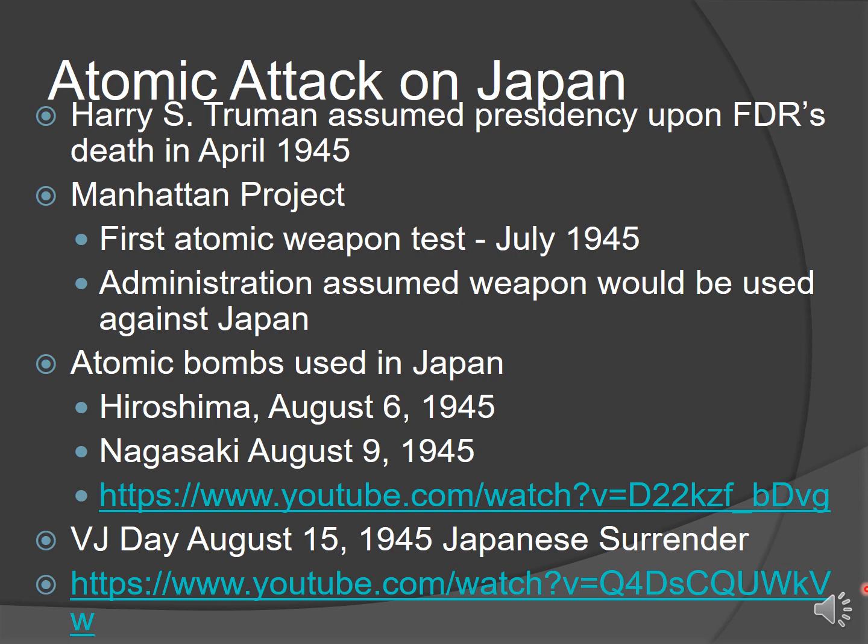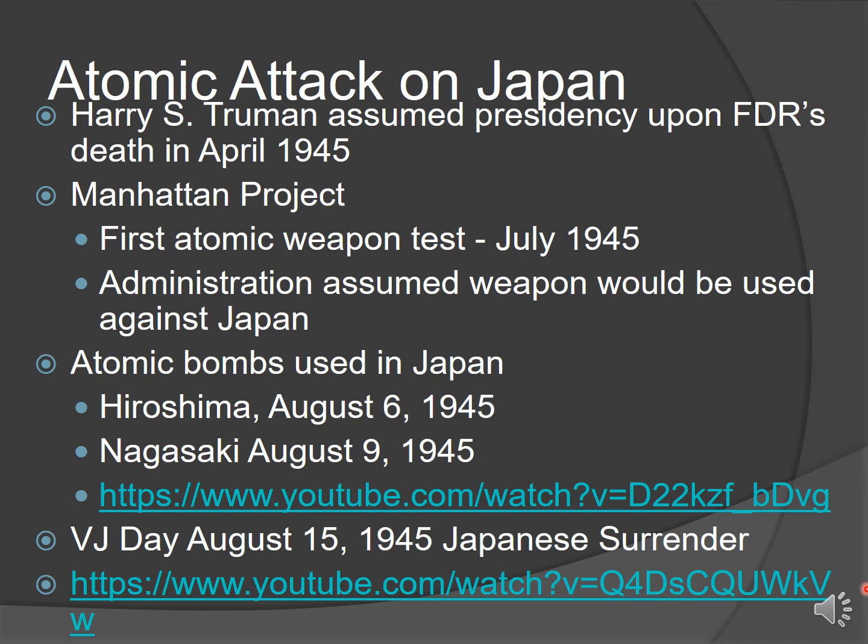The Japanese, after the drop of the weapon on Hiroshima, continued to refuse to surrender, and so 3 days later, on August 9th, 1945, a second atomic weapon is dropped on Nagasaki. And this is a different type of atomic weapon. This one is nicknamed Fat Man, and it is a plutonium-based bomb. Again, very similar results here. 70,000 people dying immediately, and then over 100,000 ultimately dying from the impact of radiation.